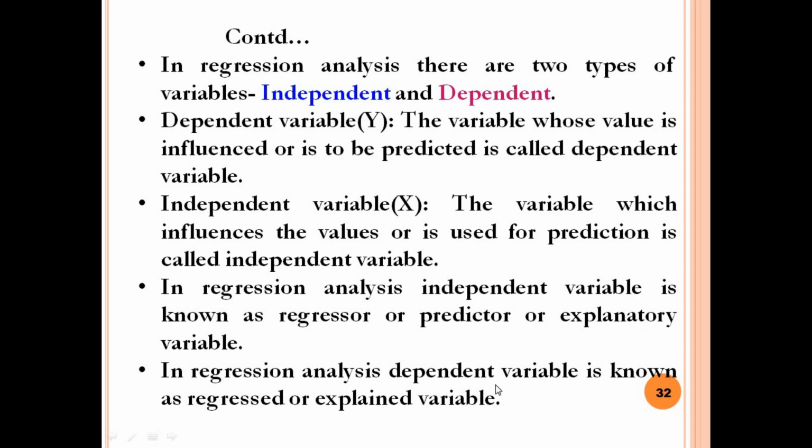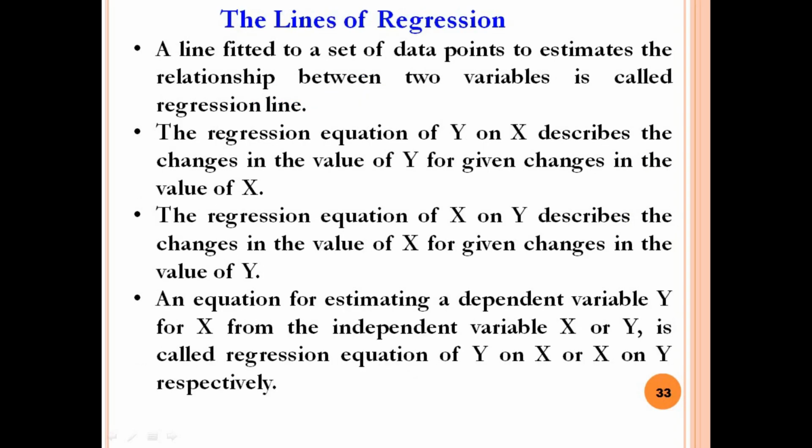In regression analysis, the dependent variable is called the regressed or explained variable. Now, the lines of regression. A line fitted to a set of data points to estimate the relationship between two variables is called a regression line. So we have two lines of regression: one is called y on x and the other is called x on y.